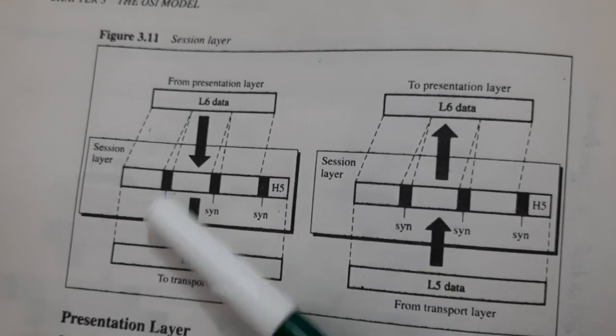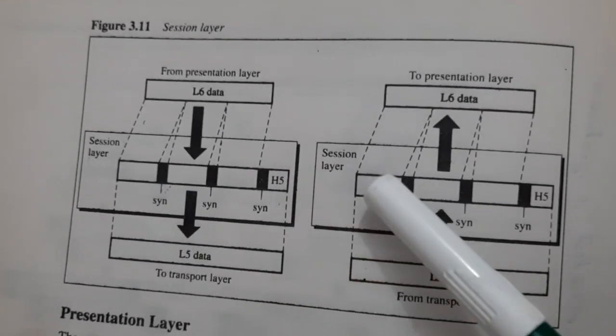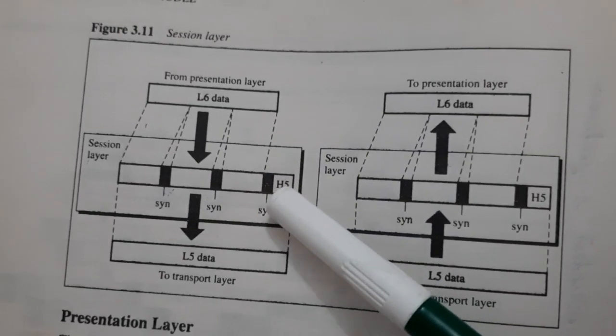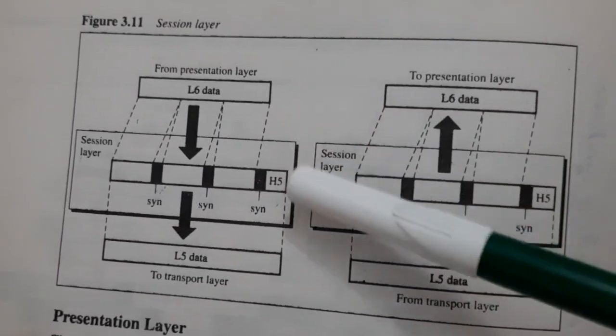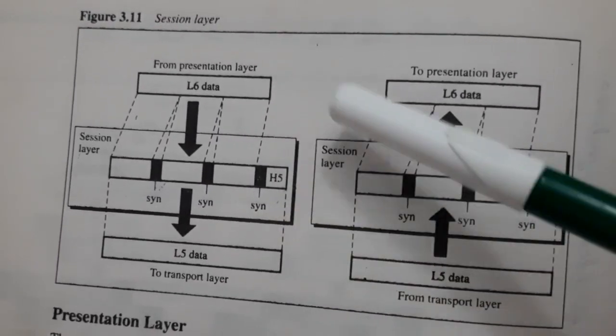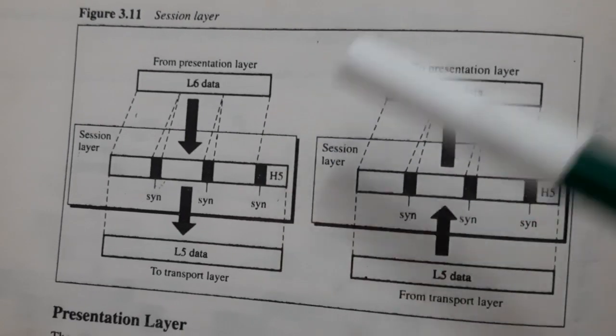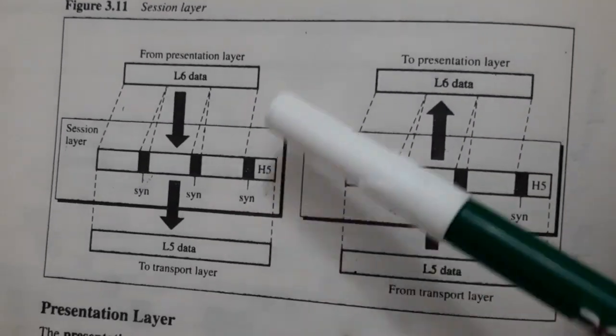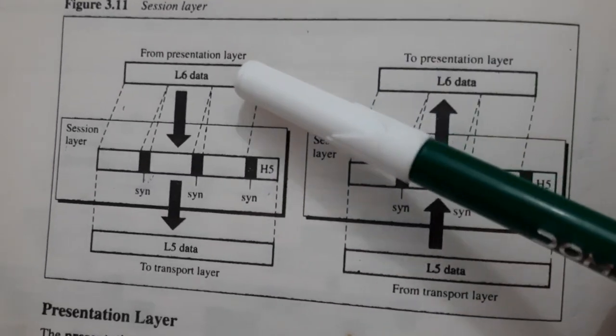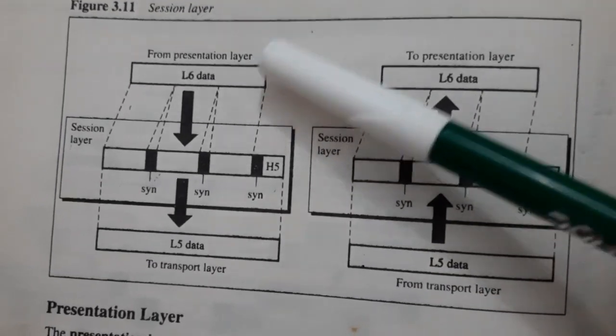From the presentation layer we receive the data and include the synchronization bit, that is the checkpoint, and the header also, and this is given to the transport layer. On the receiver side the reverse process of all this happens. This is a function of session layer.